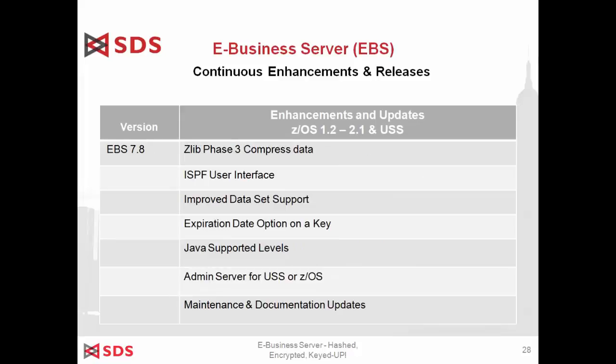In EBS 7.8, zlib deflate was added, increasing the support of zlib functions. The deflate option is used to compress data a portion at a time and/or to compress to other formats. An ISPF user interface was added for ease of use to add keys, edit, generate, and remove keys, and more options, which Colin will show you in a minute. Data support was improved, making it more robust, dependable, and improving PDS partitioned dataset support, as well as, again, maintenance and documentation updates.